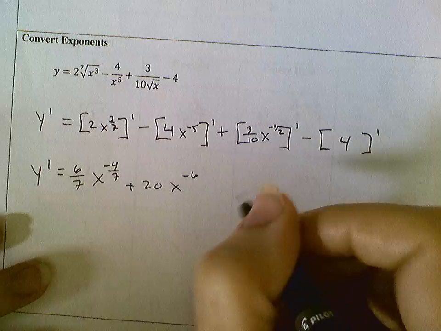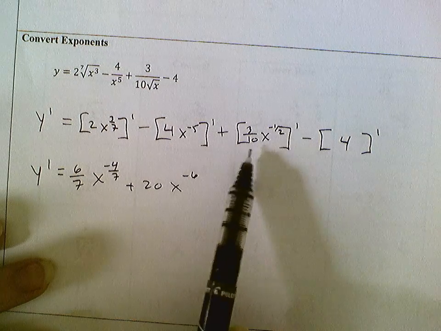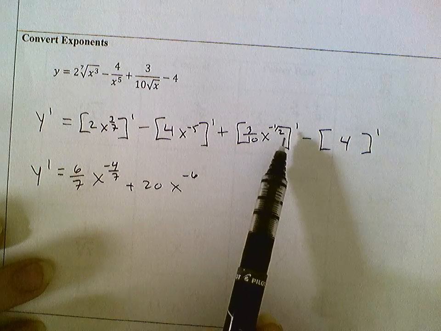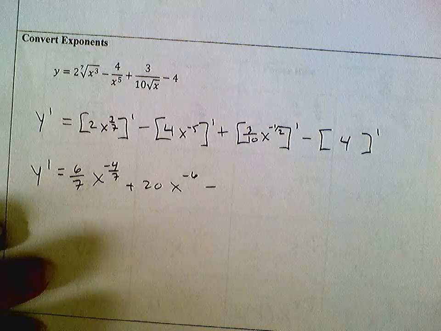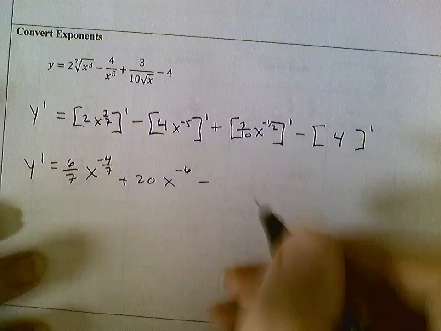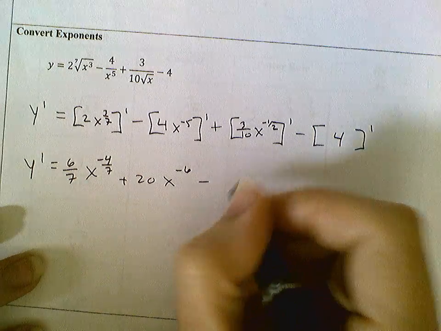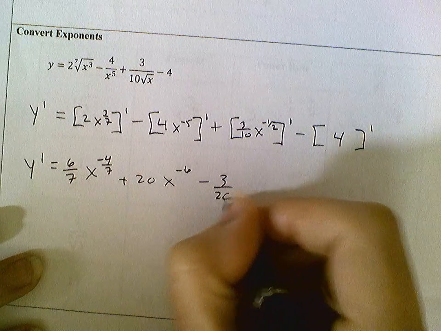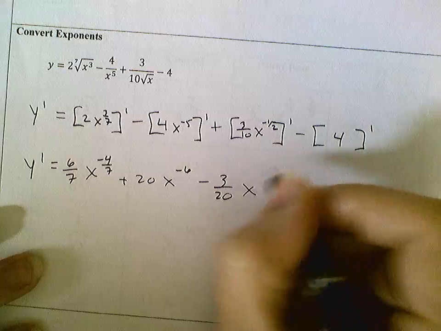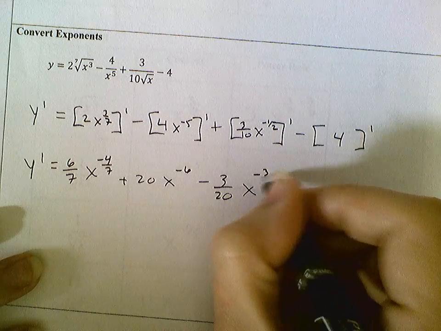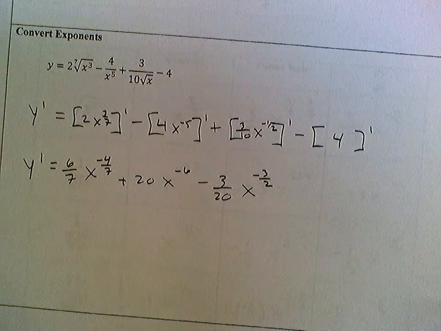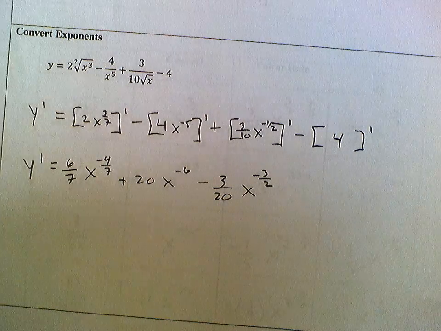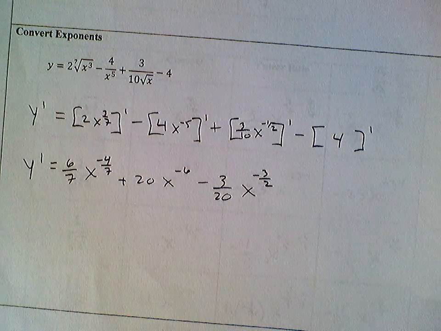And then this next one, this is going to be plus 3/10 times negative 1/2. So I'm going to end up adding a negative number, so that's going to be a minus. 3/10 times 1/2 is 3 over 20, right? X to the negative 3/2, right? Because negative 1/2 minus 2/2. And then 0 at the end.